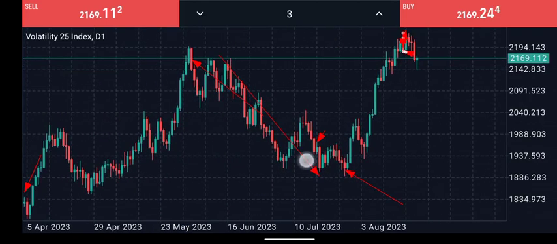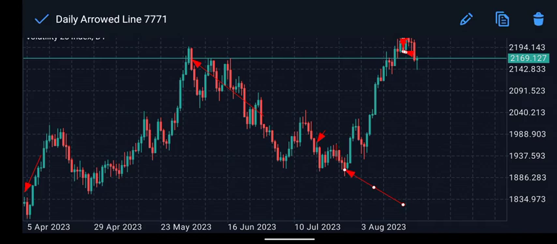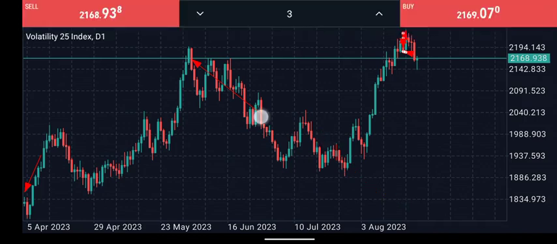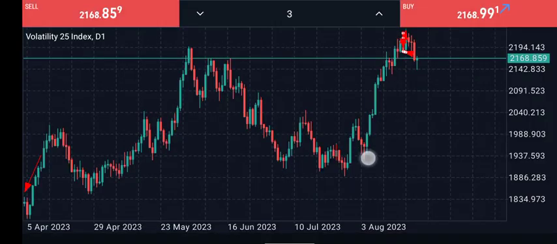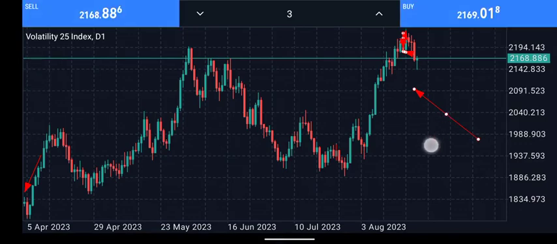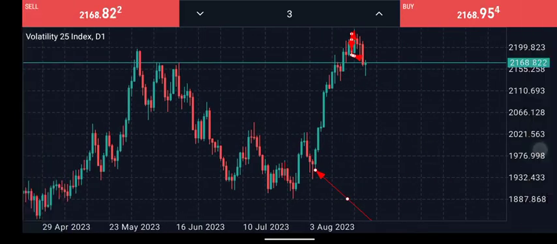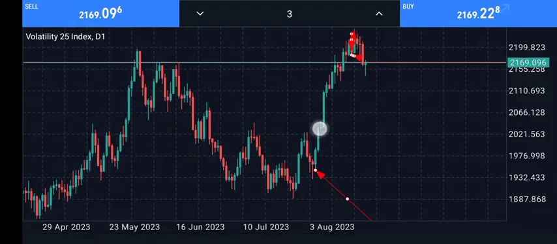Now, in day one, you can still find it in day one. Like I said, order blocks are found in all time frames. Now, I can still boldly say that this is my order block. Why? Because this is the last red candle before a push to the upside.